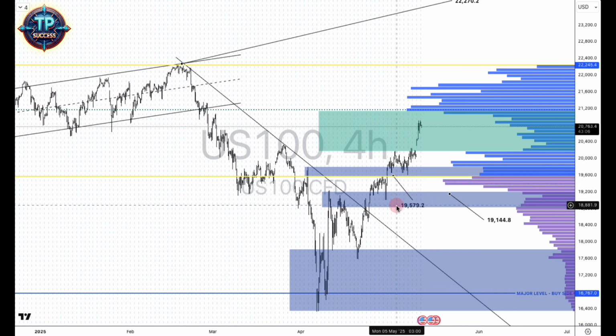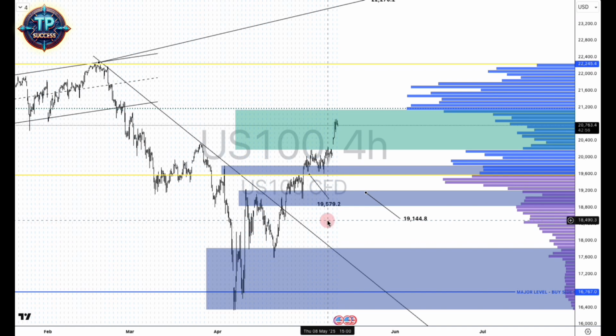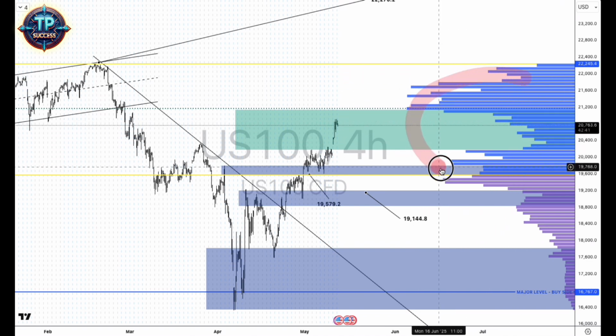Currently, as it stands on the 4-hour chart, we now have price in a low value node area inside of the high value area of the volume profile. Okay, what do I mean by that? I mean this area right here. This is the high value area of the volume profile. Okay, this is the point of control.